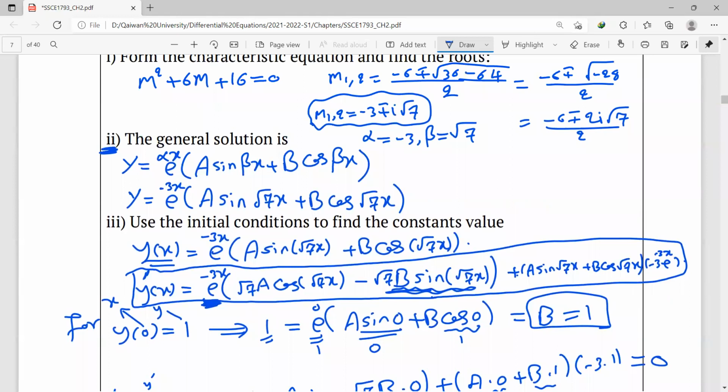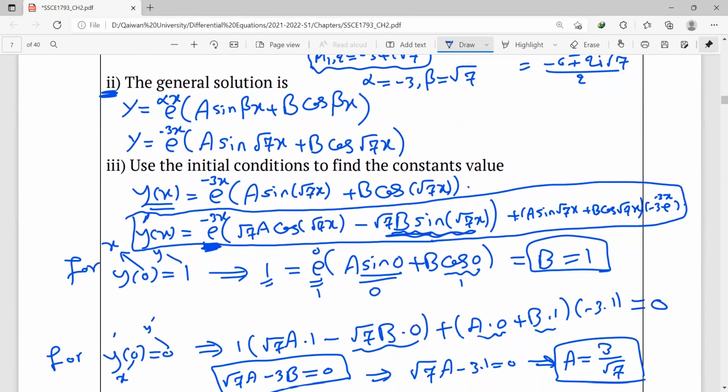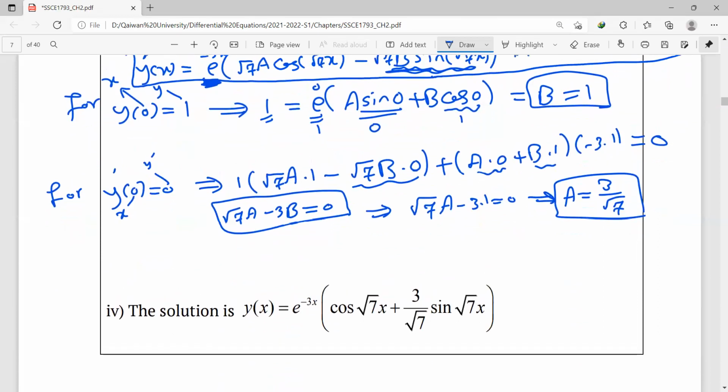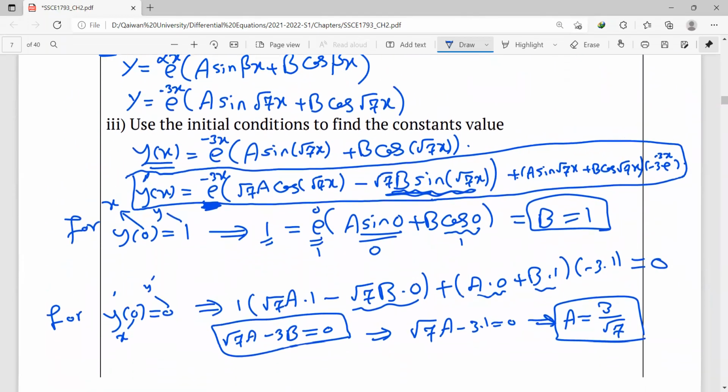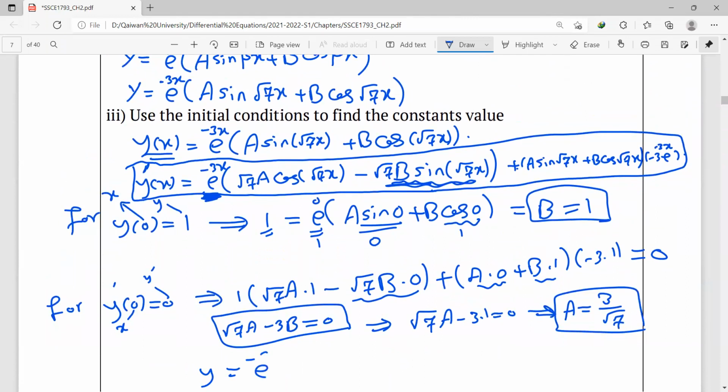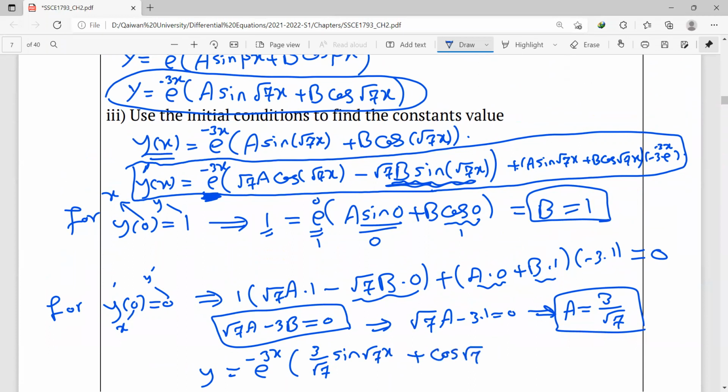What we do here in the solution, we just replace a and b by their values that you found. And that's all. That's the solution. Conditions are used only for finding the values of constants in the solution. So b is 1 and a is 3 over square root of 7. As you see here, we have y equals e to the power minus 3x times a, which is 3 over square root of 7, sine square root of 7x, plus b, which is 1, so you have only cosine square root of 7x.